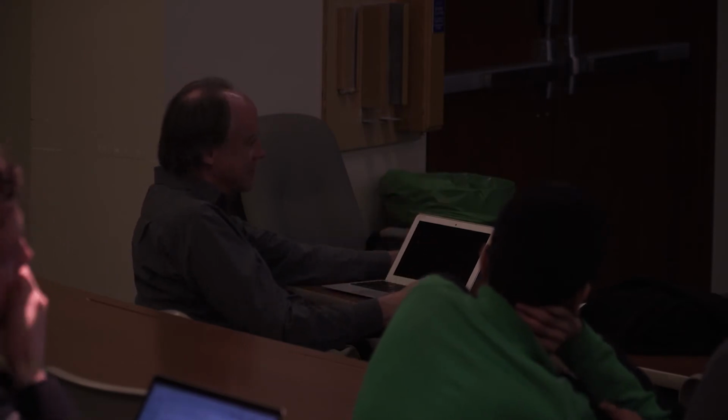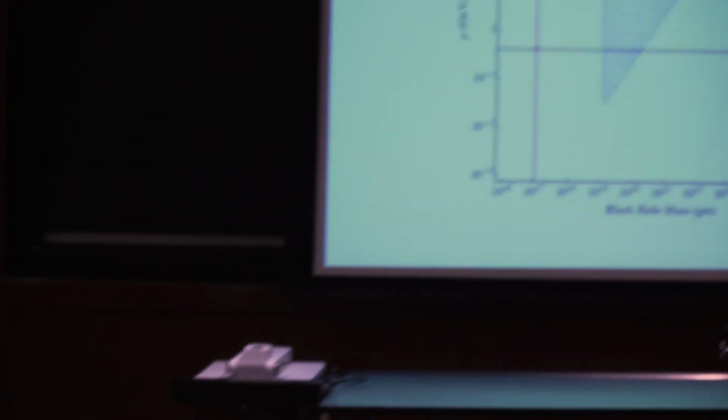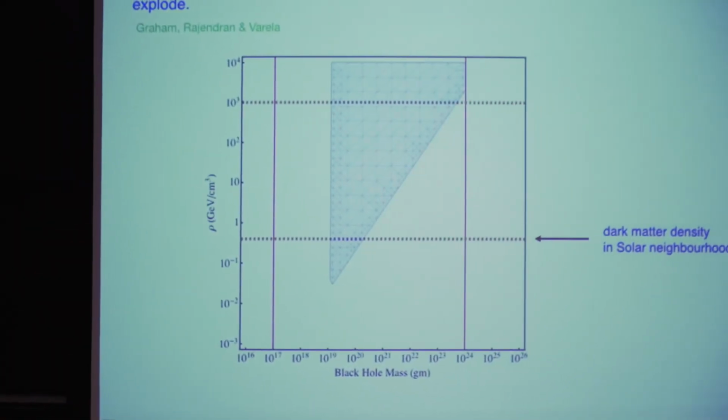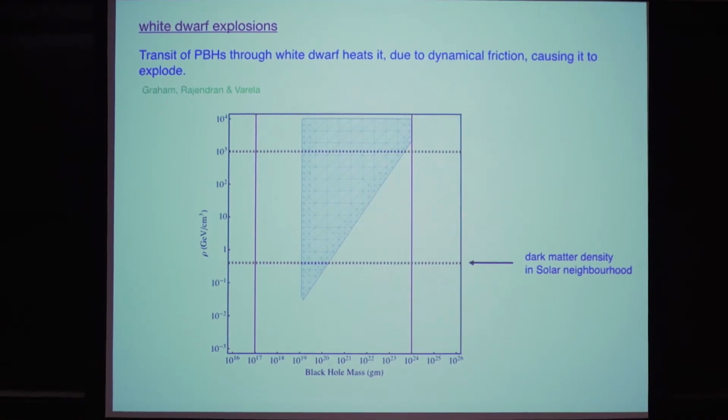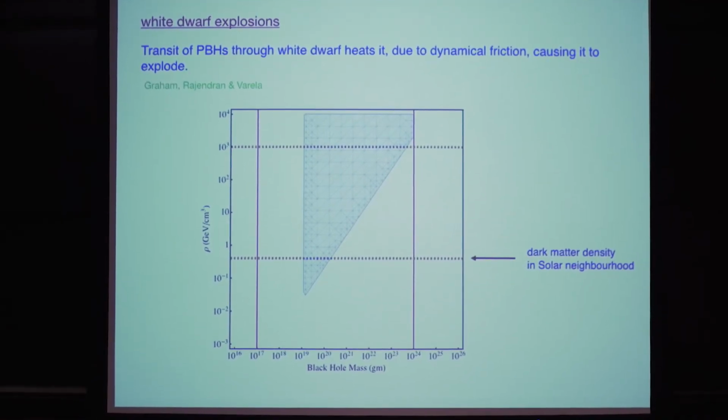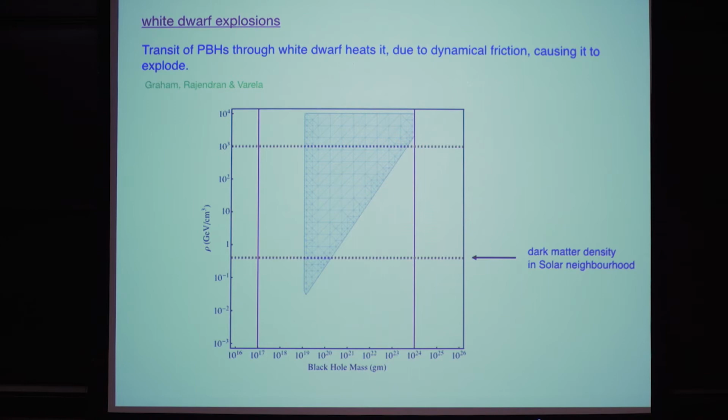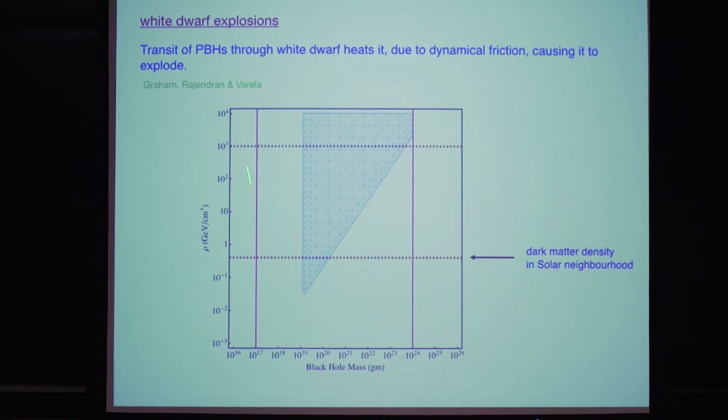Okay, thanks. And I guess on a probably fairly similar note, people have looked at the effects of primordial black holes on white dwarfs, and the argument here is that as the primordial black hole goes through a white dwarf, dynamical friction would heat the white dwarf, potentially causing it to explode. So here are constraints on the density as a function of the black hole mass. This is the dark matter density in the solar neighbourhood, and so the constraint's dipping below it at about 10 to the 19 grams.